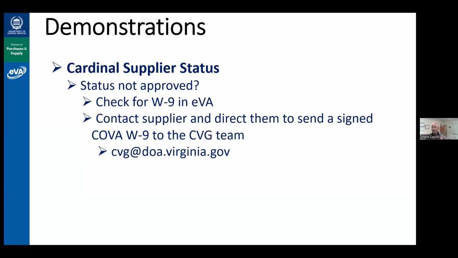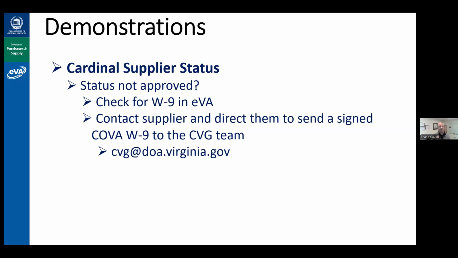So not only can you see if the supplier is an eVA supplier, if they are, you can see what status they are in Cardinal. I'm going to show you that in just a minute. If there are any problems, and I'll try to reinforce this when we do it, if you're seeing that a Cardinal supplier is not approved, check for the W9 in eVA. That's always helpful. And the COVA W9, to be clear. If that's missing or it doesn't look right, that is more than likely why Cardinal doesn't have them active. Contact that supplier and direct them to send a signed W9 to the CVG team.